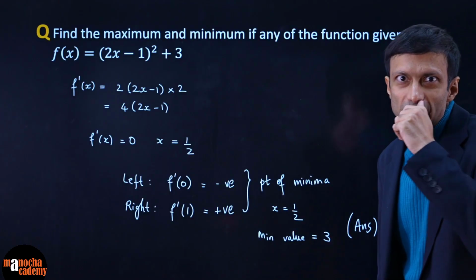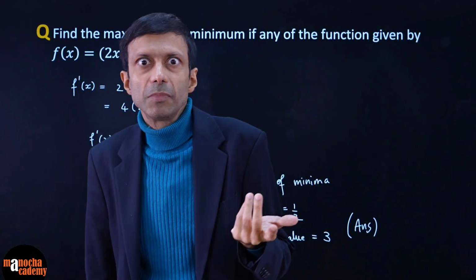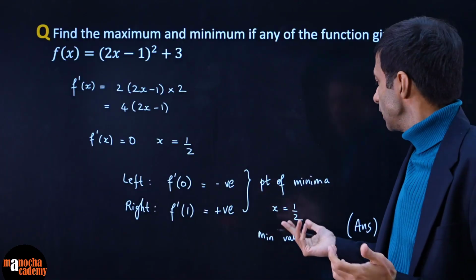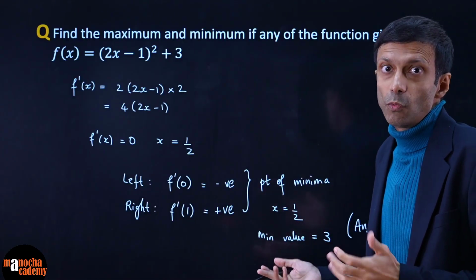Do you want one more shortcut method? What about the maxima? There is no maxima here, right? We got only one critical point, that's the minimum. There is no maxima. What is the proof of that?